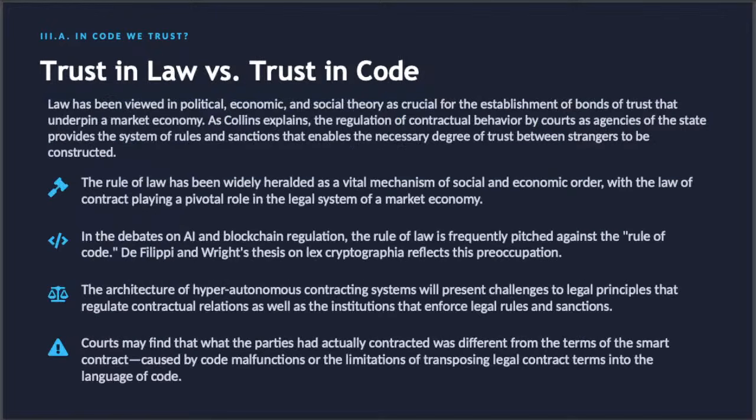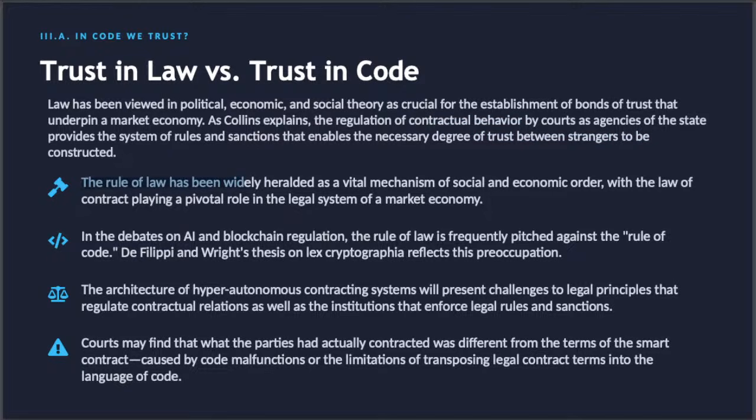There we go. Okay, so let's look at trust in law versus trust in code. Law has been viewed in political, economic, and social theory as crucial for the establishment of bonds of trust that underpin a market economy. As Collins explains, the regulation of contractual behavior by courts as agencies of the state provides a system of rules and sanctions that enables the necessary degree of trust between strangers to be constructed. That's the whole point of contractual behavior, trust between strangers.